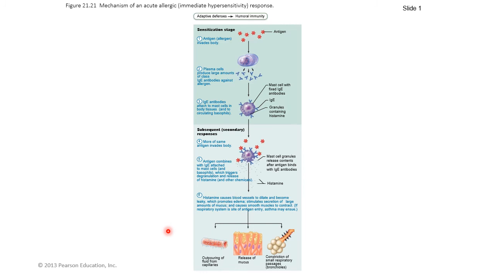Histamine causes blood vessels to dilate and become leaky, which promotes edema, stimulates secretion of large amounts of mucus, and causes smooth muscles to contract. If the respiratory system is the site of the antigen entry, asthma may occur. So in mild cases, you might wind up with some nasal congestion or mucus production, like when you have an allergic reaction or sinusitis, that type of thing. And there's a lot of people that have this, and sometimes it's just seasonal.